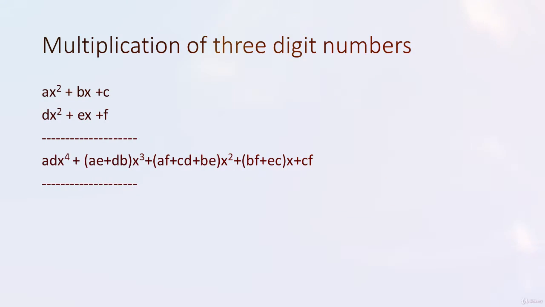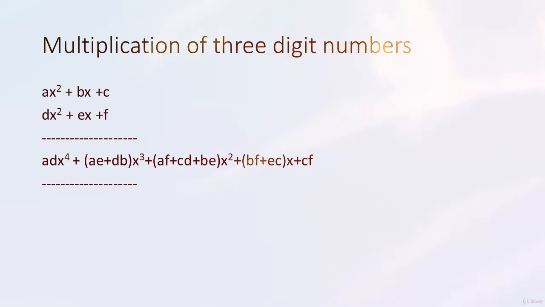The multiplication of 3 digits. The concept remains the same. The digits are considered as a special form of algebra. For a 3-digit number, if x is equal to 10, then ax square plus bx plus c is a 3-digit number.